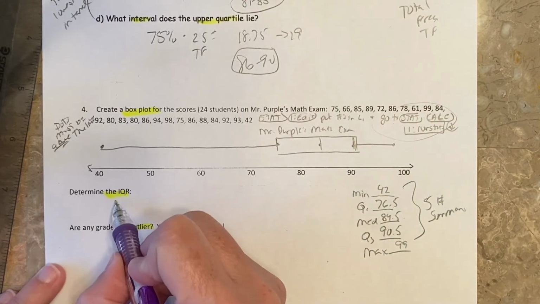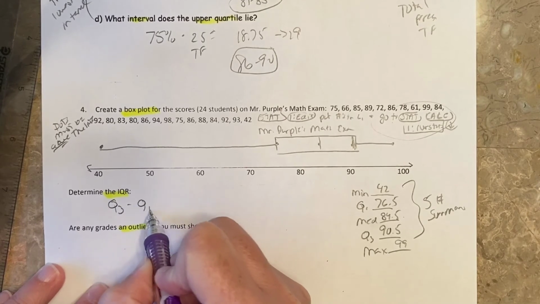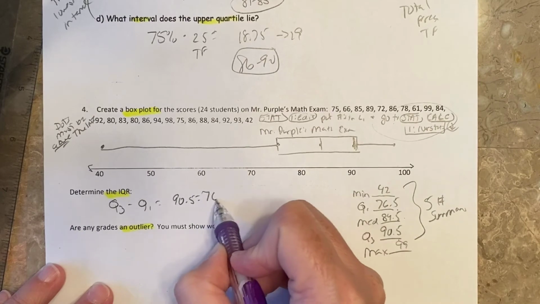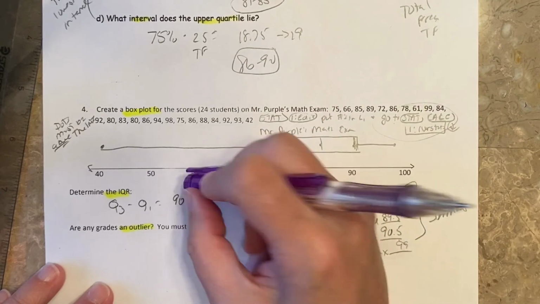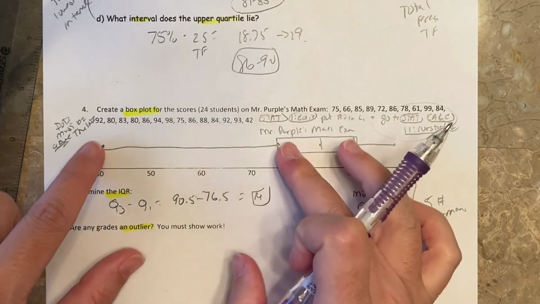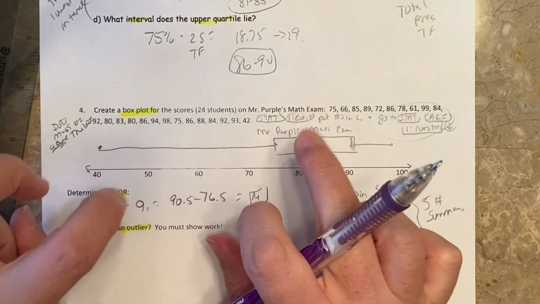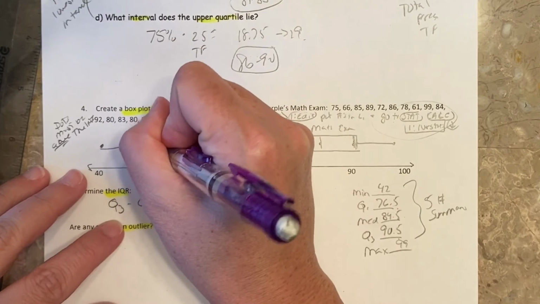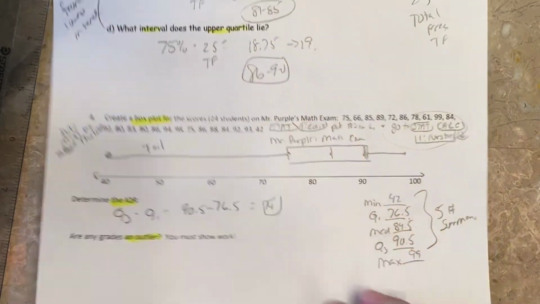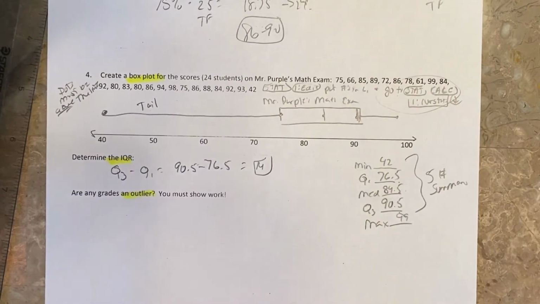Okay. IQR, we did this before, is Q3 minus Q1. So Q3 is 90.5. Q1 is 76.5. And that should be minus. And that's going to give us 14. Okay. Notice, by the way, see how long this tail is? You're going to hopefully remember why, and we're going to go over it in 2 seconds down here, and you're really going to find out why.